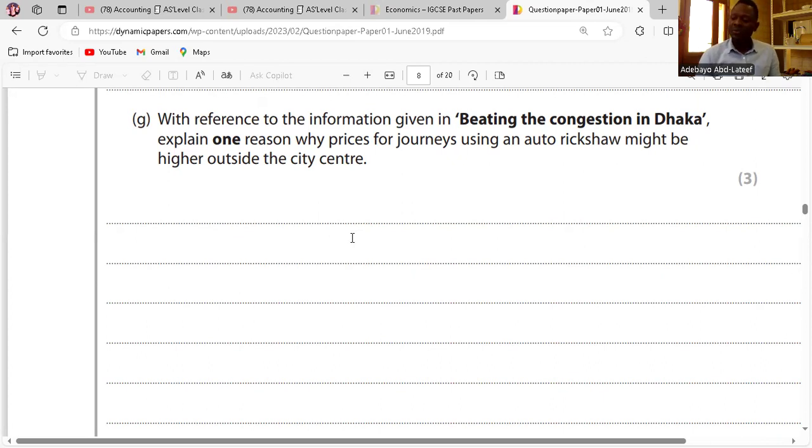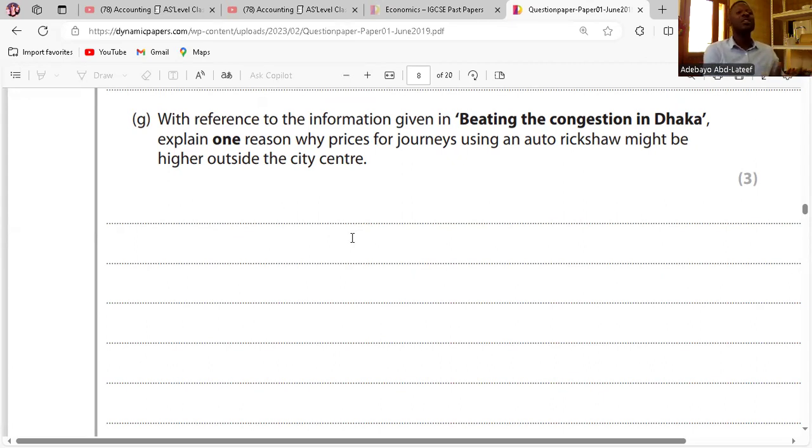Here I wrote, the prices of journeys using auto rickshaw might be higher outside the city center because the supply of auto rickshaw might be less than its demand. So if supply is less than demand, it means demand is more than supply. As a result of that, and according to the case study, they said 17 million people live in Dakar, that's the city center, out of the city center.